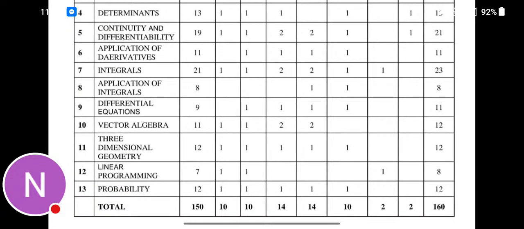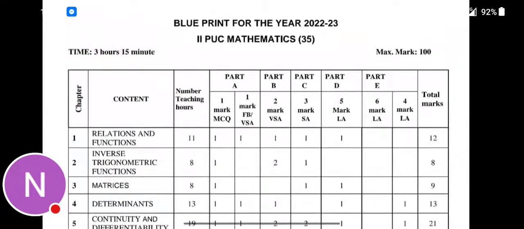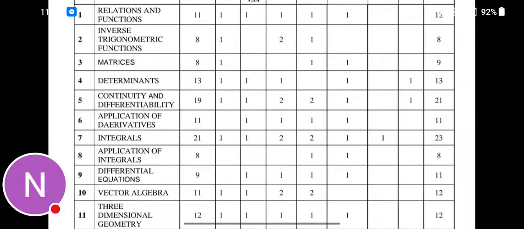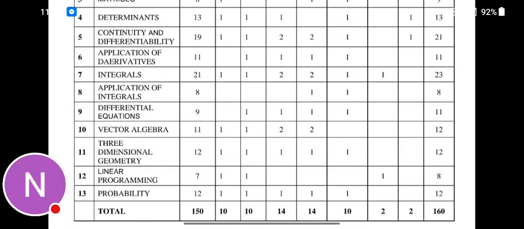From applications of integrals you are getting 1 question for 3 marks, 1 question for 5 marks. Totally you are getting 8 marks from this chapter. Next is differential equations. 1 question for 1 mark, 1 question for 2 marks, 1 question for 3 marks and 1 question for 5 marks. Totally you are getting 11 marks from this chapter.